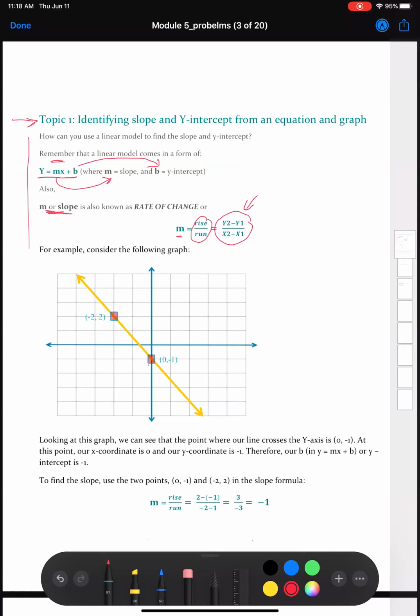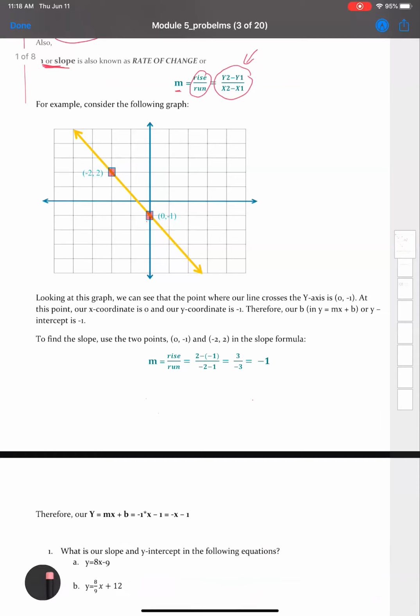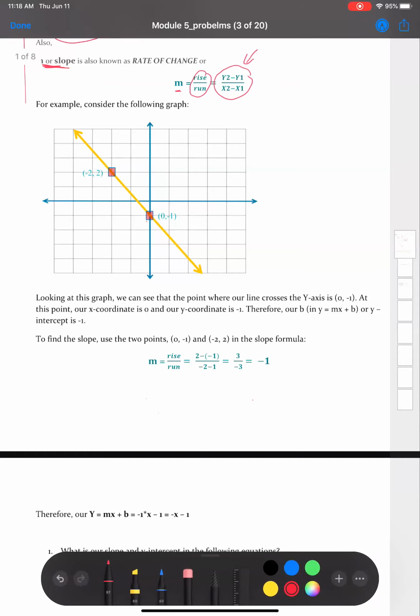For example, let's look at this graph right here. You have this yellow line, and that yellow line represents a linear equation, but we don't know what that linear equation is. So how can we get to that format of y equals mx plus b? We need to use this graph right here to get to this equation. We're going to do that in a step-by-step fashion.